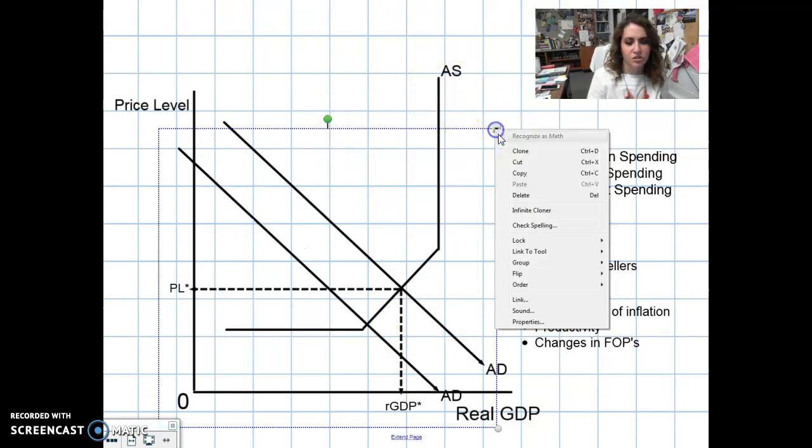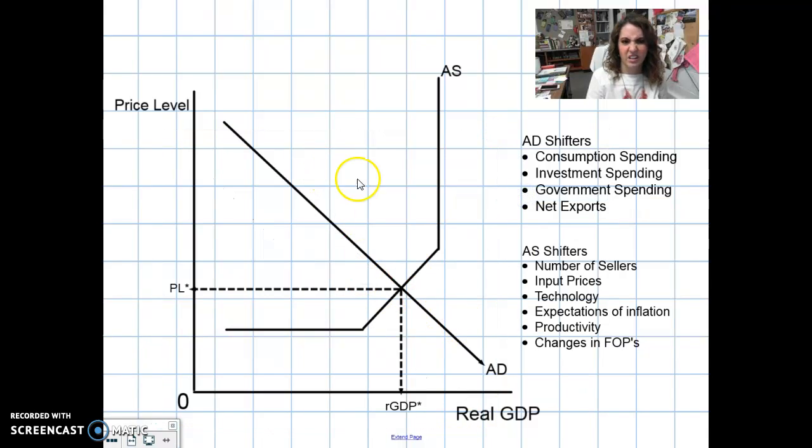Unless I say otherwise, you're going to start here in the mid-run section, in that upward sloping section. You're not going to necessarily start down here on the horizontal part. You're not going to necessarily start up here in the vertical part unless I say start in short run, start in long run, whatever. You're going to start in the mid-run unless I say otherwise. So like ceteris paribus, mid-run.